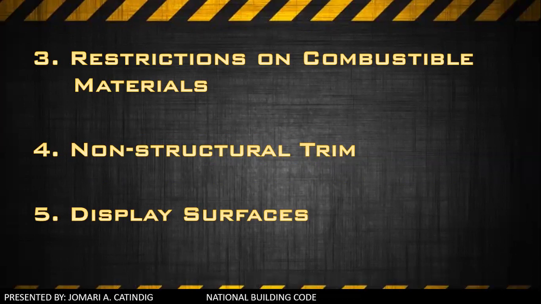construction of electric signs. So number 4 is the non-structural trim. Non-structural trim and portable display surfaces may be of wood, metal, approved plastics, or any combinations thereof. Then number 5 is the display surfaces. Display surfaces in all types of signs may be made of metal, glass, or approved plastics.